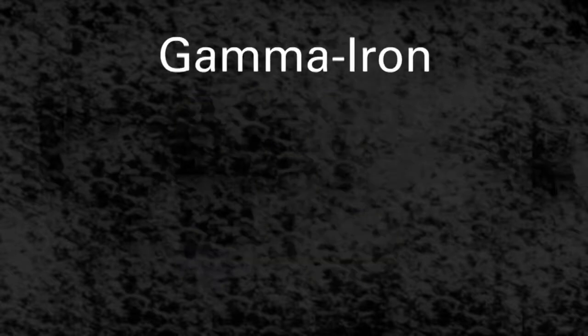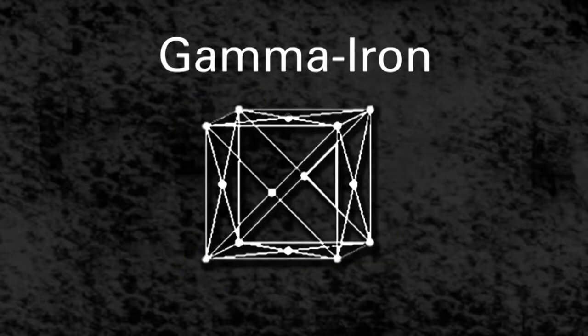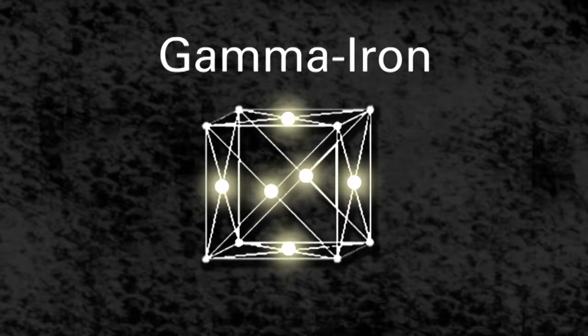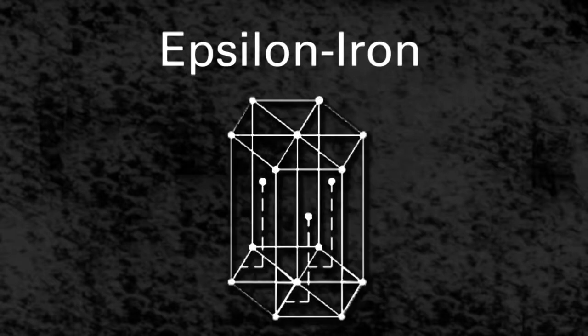Another allotrope of iron has a face-centered cubic structure. In this structure, there is an iron atom at each face of the cube. At very high pressures, another allotrope of iron is formed, with a hexagonal close-packed structure. Some other metals that exhibit allotropy include lithium, sodium, calcium, and titanium.